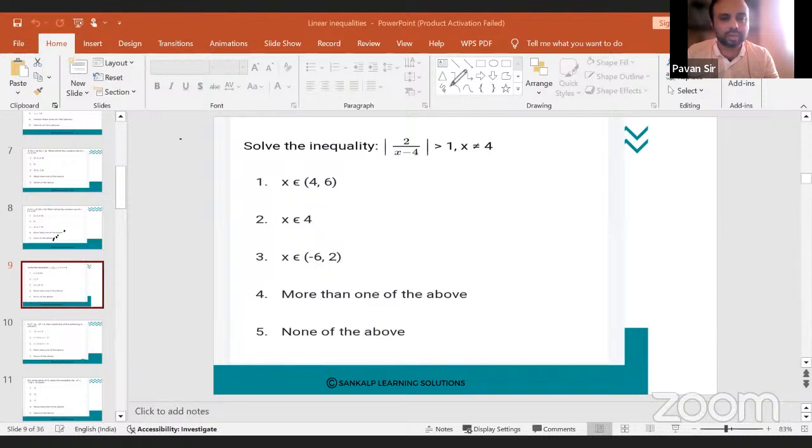Sir, how do you get 8x? 8x is making the inequalities come in this one. In inequalities, you can multiply, you can subtract, or you can add on both sides. You will get it. So solve the inequality first. Concentrate on this question now. Solve the inequality where mod of 2 upon x minus 4 is greater than 1, where x should not be equal to 4.